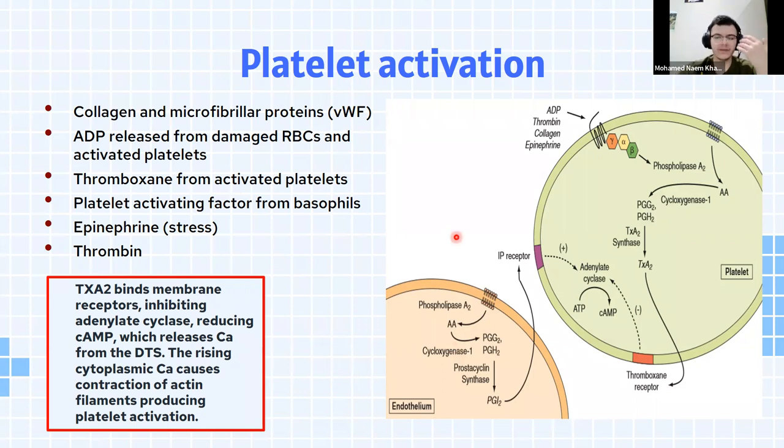But basically, more cyclic AMP, less calcium. Less cyclic AMP, more calcium. And more calcium, more contraction, and more release. So thromboxane increases the calcium by decreasing cyclic AMP. Prostaglandins increase cyclic AMP and decrease the calcium. Clear? I know sometimes it hurts the brain. Is it clear, guys, or do you want me to repeat it again?